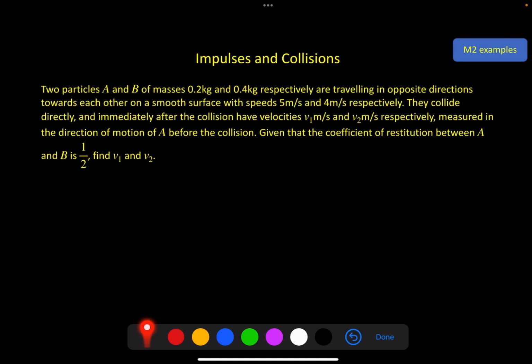First one here. Two particles A and B of masses this and this are traveling in opposite directions towards each other with speeds this and this. Okay, so before the collision, two particles, 0.2, 0.4, this is A, B, traveling in opposite directions towards one another, speeds 5 and 4. So this is before they collide directly, and immediately after the collision, they have velocities v1 and v2.